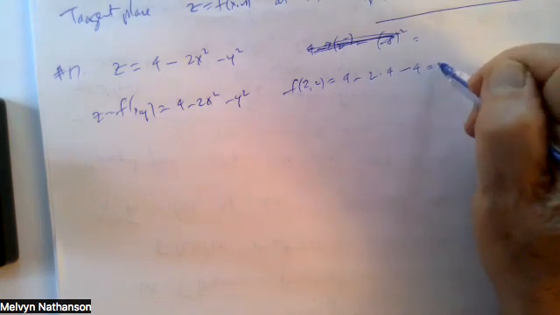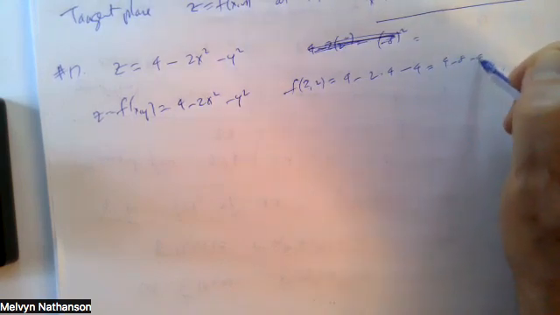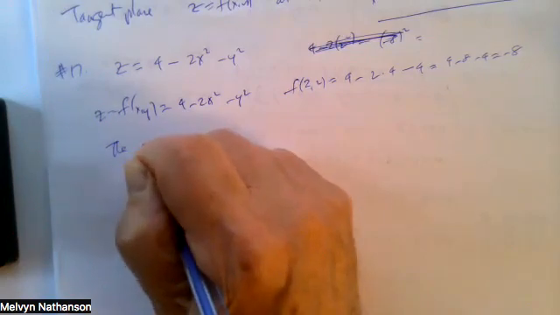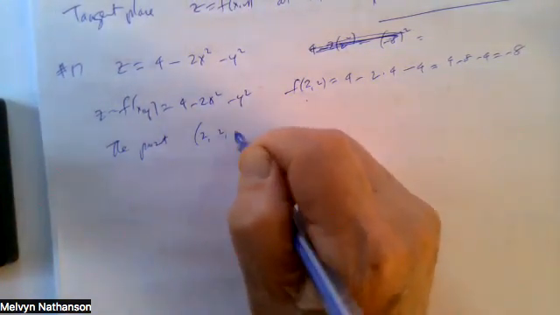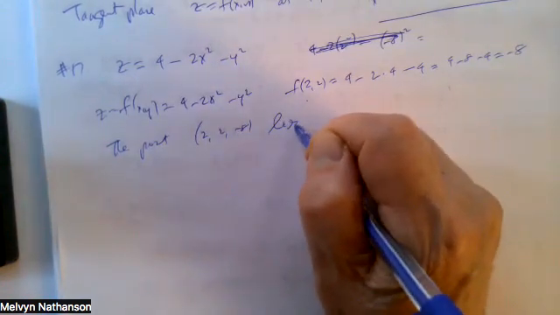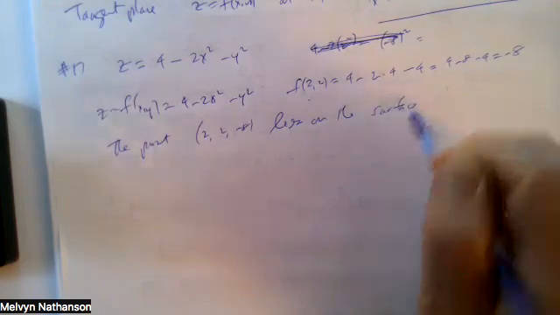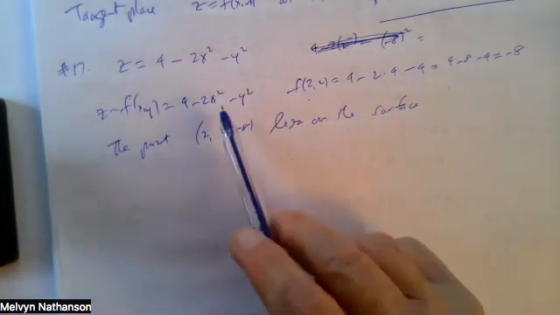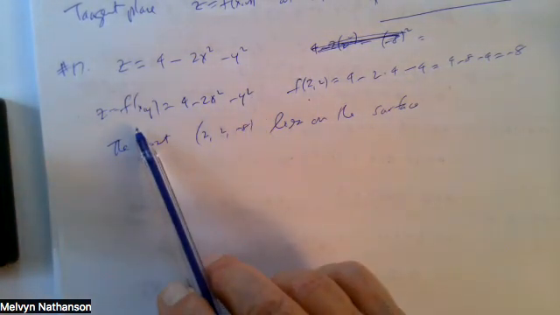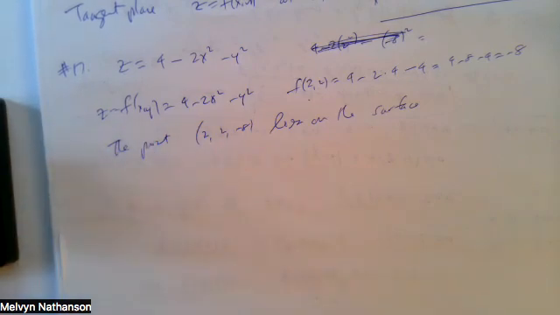Minus 4. That's 4 minus 8 minus 4, which is minus 8. So the point (2, 2, minus 8) lies on the surface, because when x is 2 and y is 2, f of x, y is minus 8.